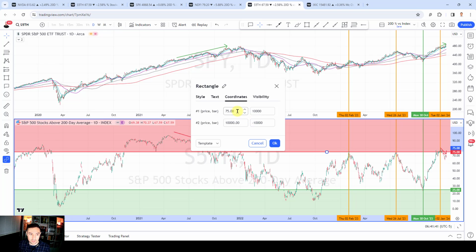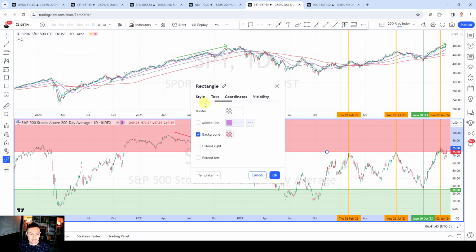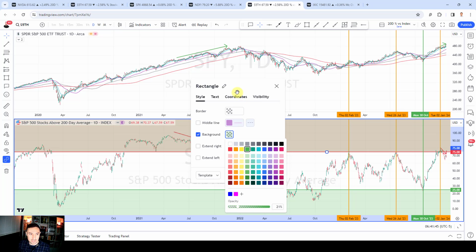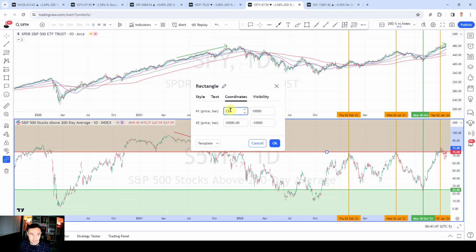If you want to do it for the green zone down below, let me show you how to do that. So we'll change the style to green like this, go to coordinates. This time you're going to want to do 25 there, and then down here you're going to want to do minus 10,000 like this, and that'll put it down there like that to do the shadings.